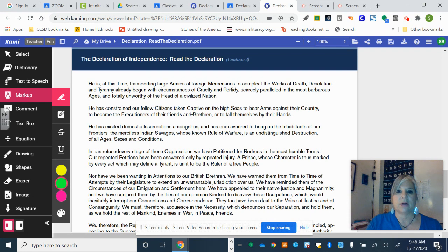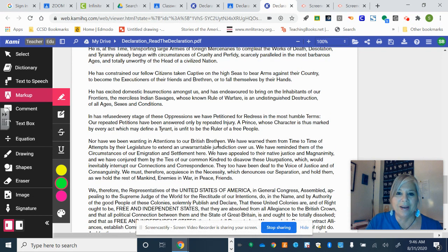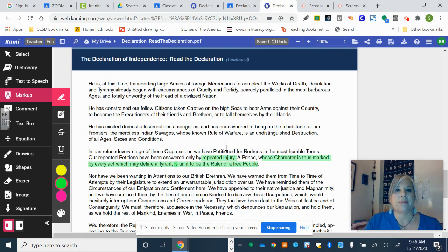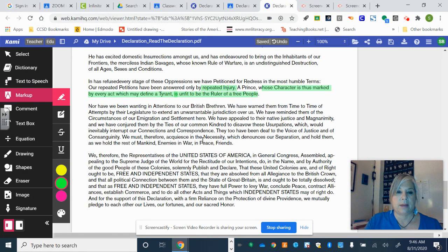Like right now, the word cruelty is popping out at me. And repeated injury. Okay, I'm going to highlight that in green. Oh, unfit to be the ruler of a free people. Whoops. Okay, so if you make a mistake, actually, I'll just highlight that whole thing. It's all good. It's all very strong language. So he's listing all the reasons why they want to separate.